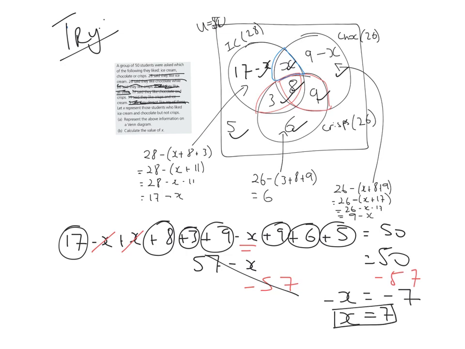So that basically means, guys, that 7 is the amount of people that like ice cream and chocolate only. We've been asked to represent this information on a Venn diagram and then just calculate the value of x. So we're done. That's our final answer.